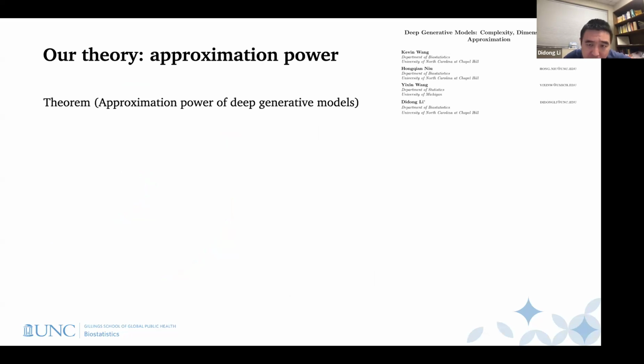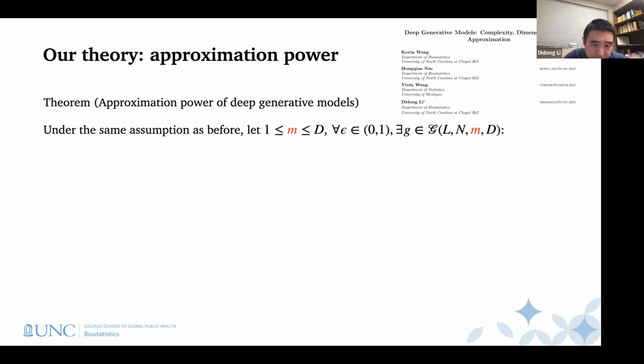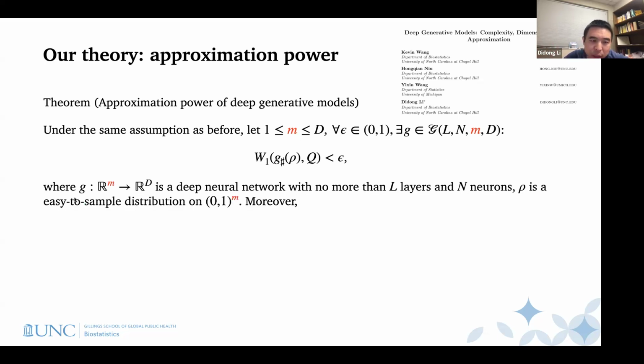First, we will show the approximation power as in the 2022 paper, where we show that under the same assumption as before, nothing new, for any input dimension m between 1 and the true data dimension, we can show the same result. For any approximation epsilon, we can find the deep neural network G so that the distance is smaller than epsilon. And the main difference here is that in the previous result, this m must be D plus 1, one higher than the true dimension. But here we allow this m to be anything. Again, G is the deep neural network, but the input dimension is m. It's a non-trivial extension.